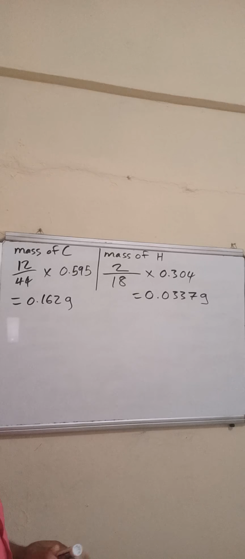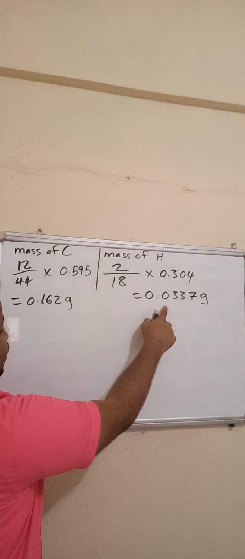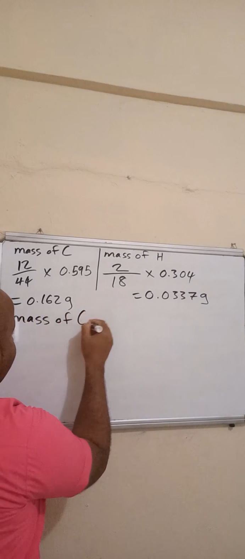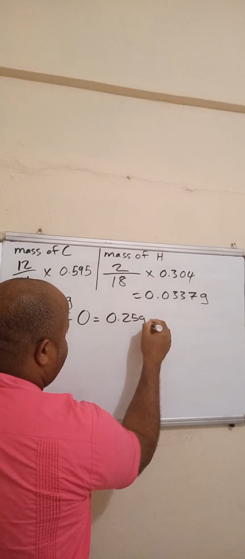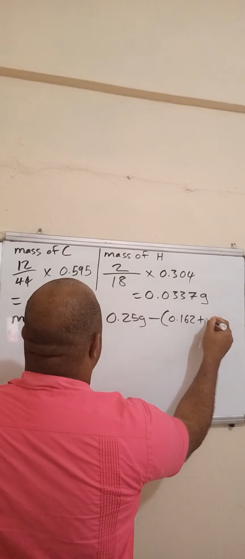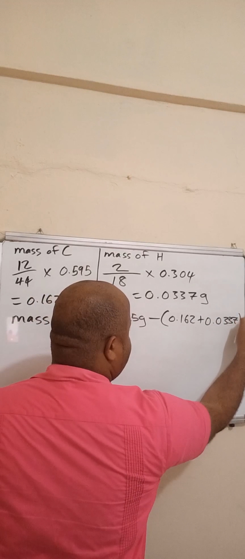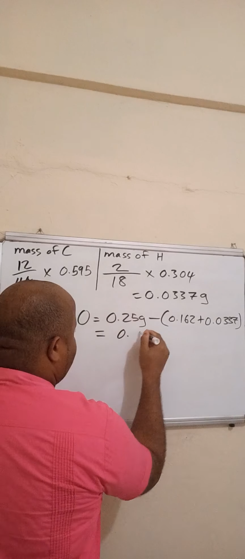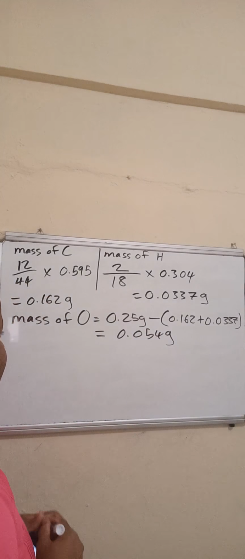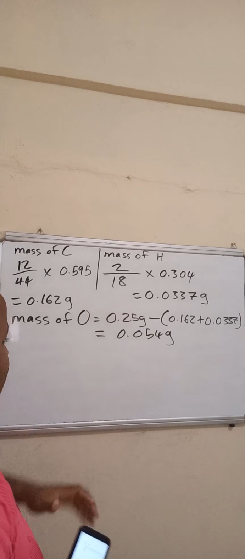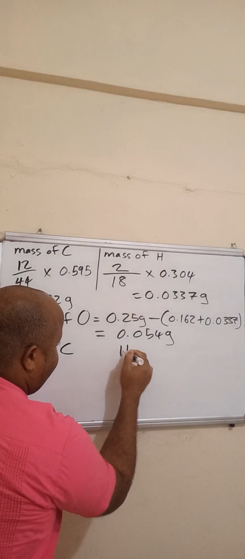Now to get the mass of oxygen, you will add up the mass of carbon and hydrogen and subtract it from the mass of the sample. So the mass of oxygen would be equal to 0.25 gram, right, which is the mass of this sample, minus 0.162 plus 0.0337, right? And the answer you should get is 0.054 grams, right? So now we have the mass of carbon, hydrogen and oxygen. Now we can proceed to the part where we actually work out the empirical formula.